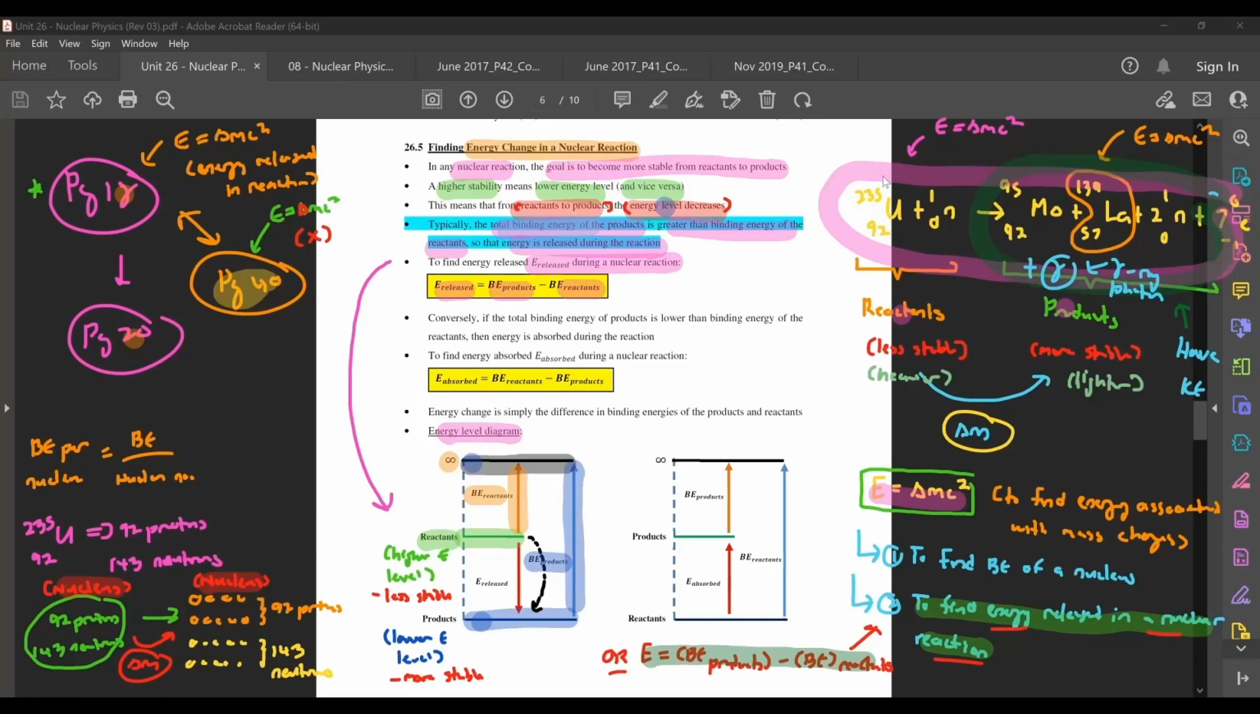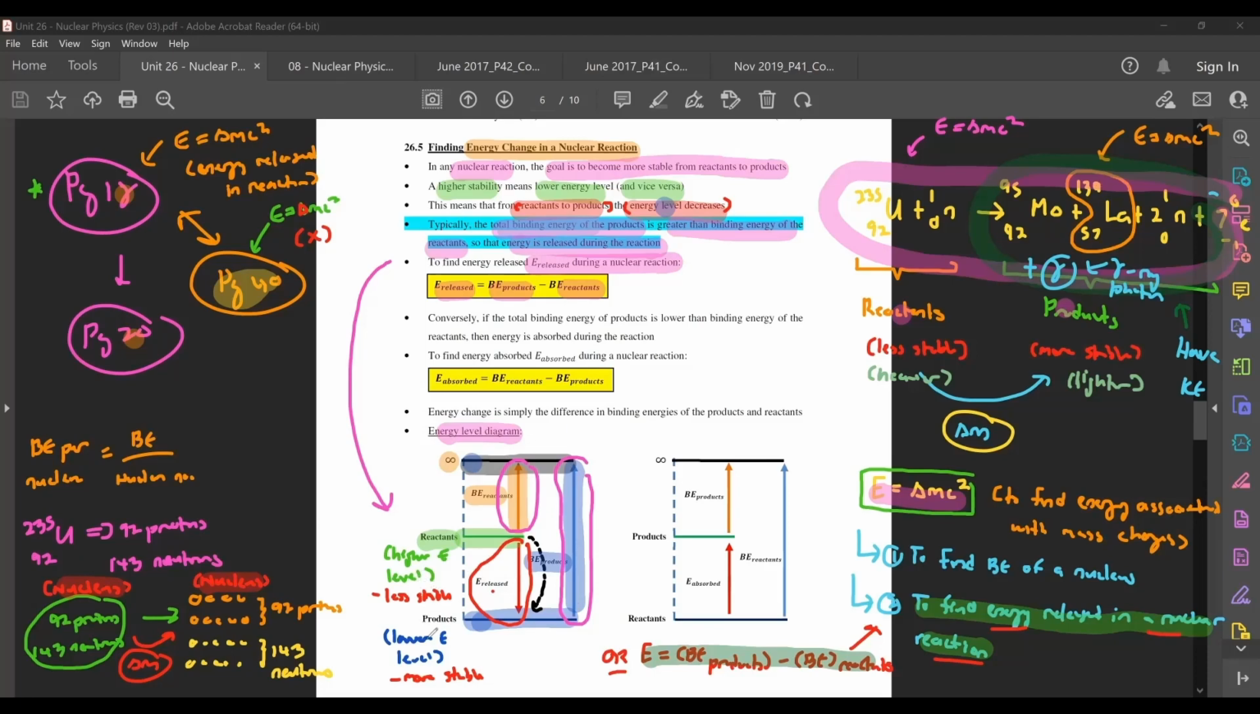So notice that there's actually a difference in the length of the lines. The difference in the length of the lines represents a difference in the energy involved. So the difference in energy involved here is actually your energy release, this one. I know here energy will be released because I'm going from higher energy level to lower energy level.